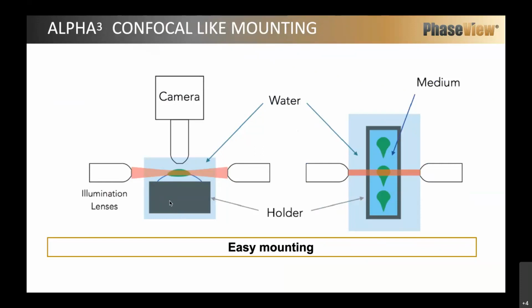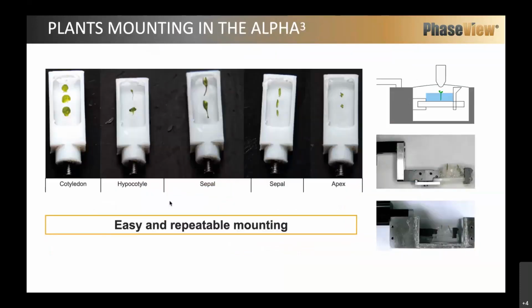Something you can see here is that you don't need to embed your sample in order to image it. So it can be really interesting for some experiments. And the second thing is you can put several organs at the same time in the light sheet. It can be really useful when you do a lot of imaging and you have a high imaging routine in your team, for example. I tried many mountings for many kinds of samples, and you can put in the microscope cotyledons, hypocotyls, sepals in flowers or dissected sepals, and dissected apex.